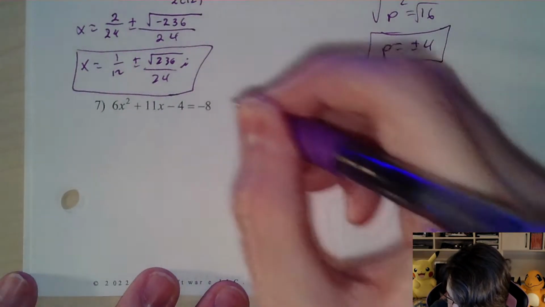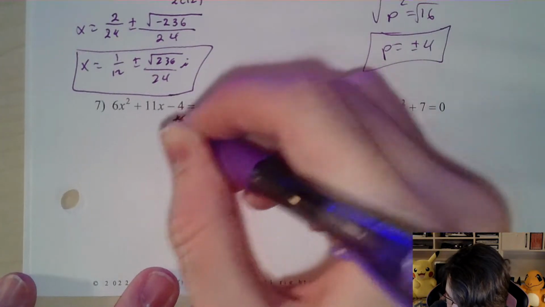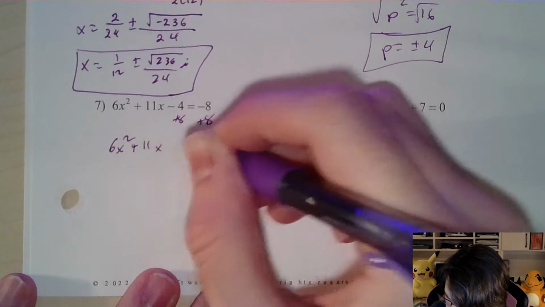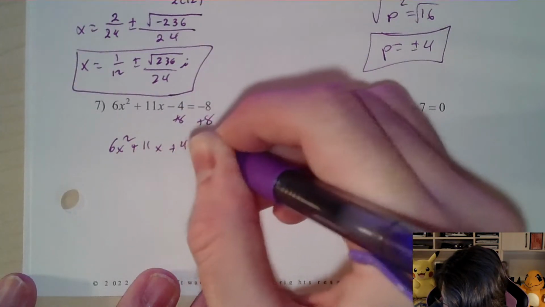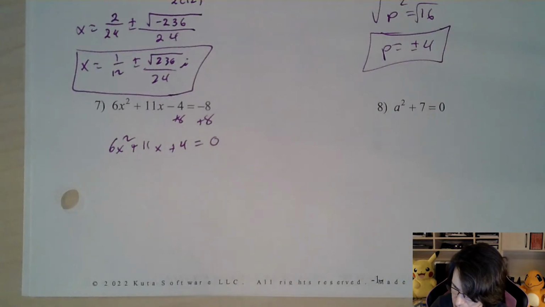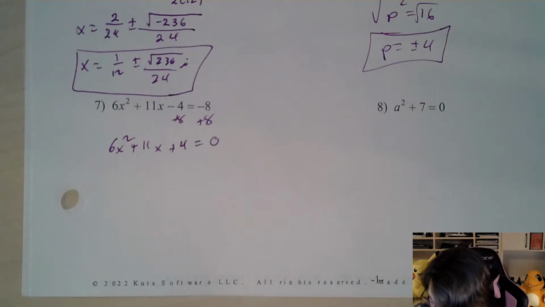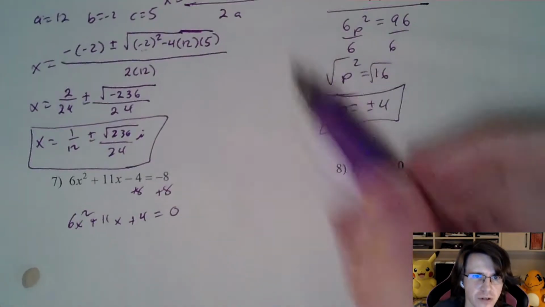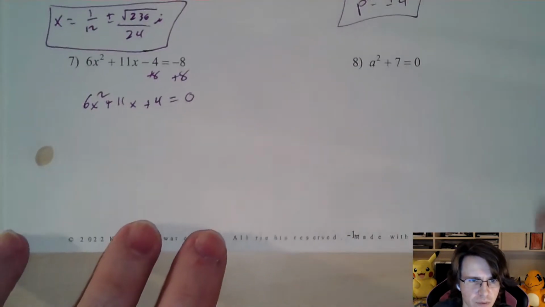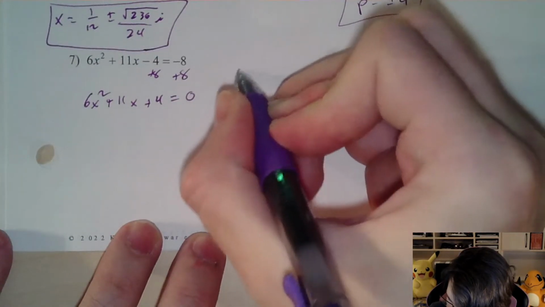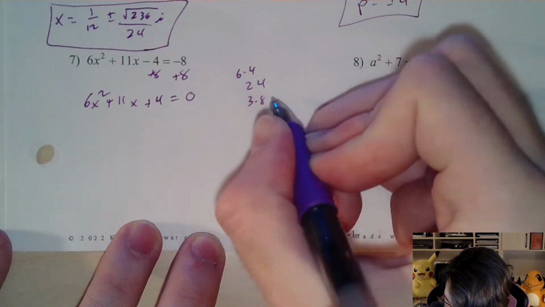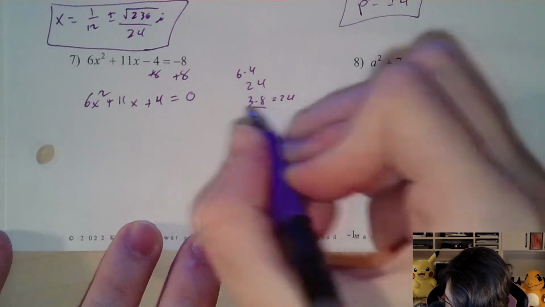All right, number 7. This one, numbers look big. I think we can just start by adding 8 to both sides. We get 6x squared plus 11x plus 4 is equal to 0. I'm going to think for a moment. Does anything multiply to 24 and add to 11? 8 and 3 do. So this one's going to be factorable, and because it's factorable, I'm going to factor so I don't have to do all this. I don't like doing quadratic formula if I don't have to. 6 times 4 is equal to 24, and we also know that 3 times 8 is 24, and 3 and 8 add to 11.